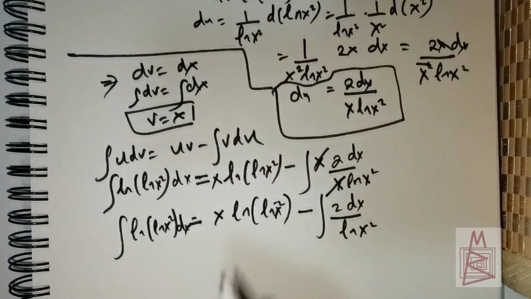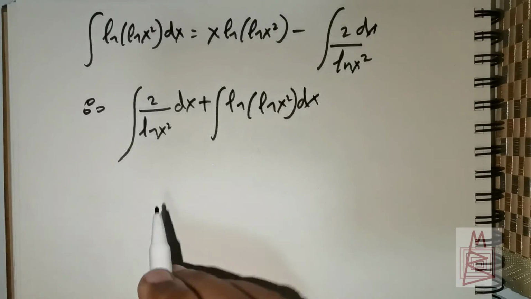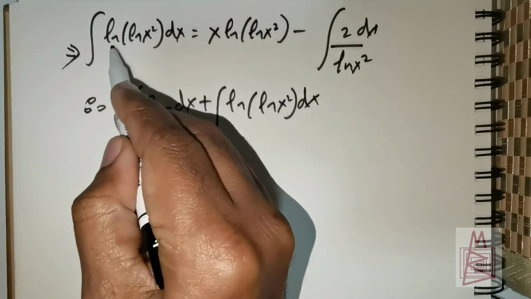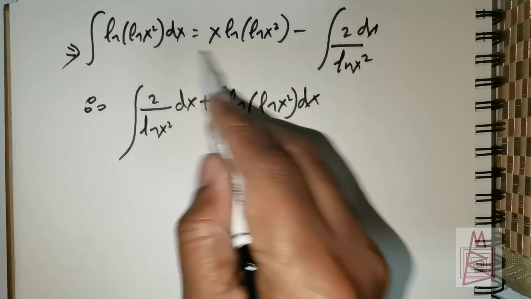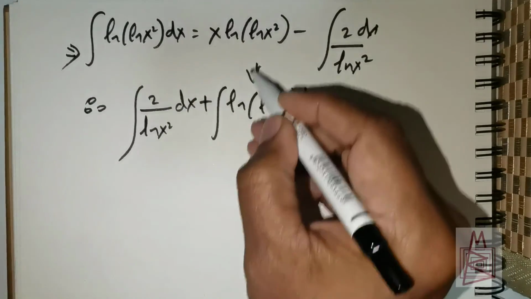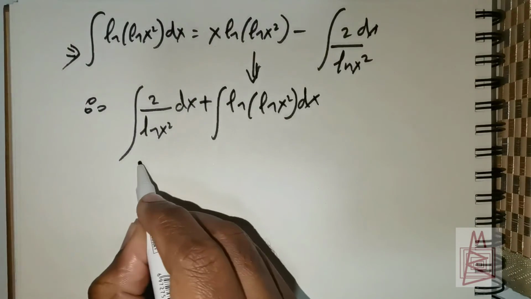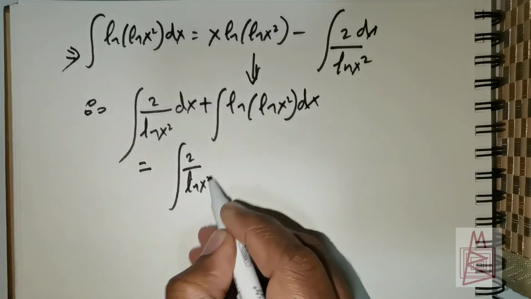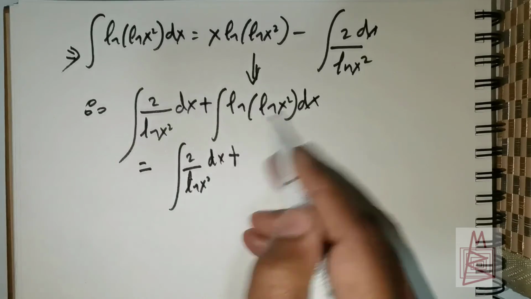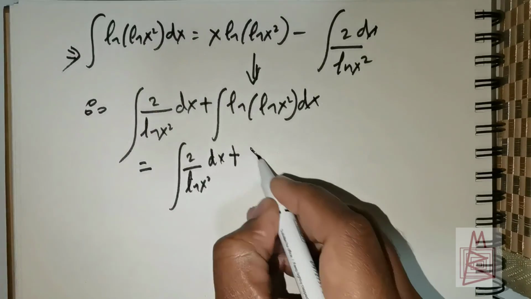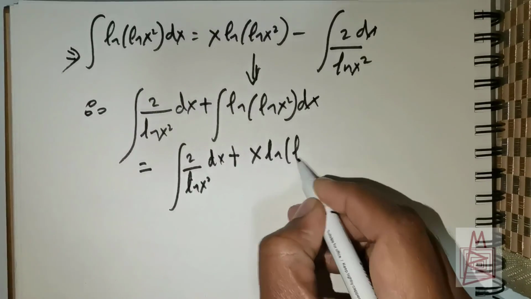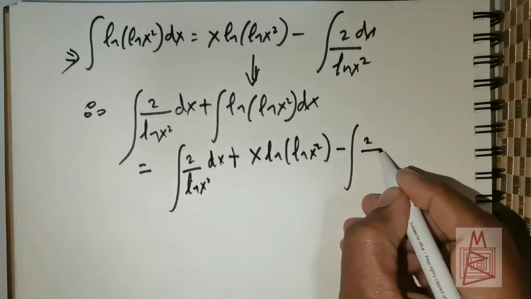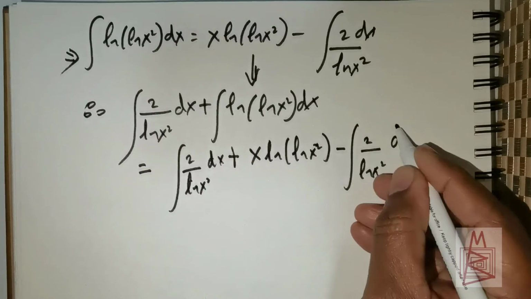So therefore the original question. So now what am I going to do? I'm going to be using this result for integral ln of ln x squared dx. Okay, over here. This is the original question that's been given to us. So this is equal to integral 2 over ln x squared times dx positive. In place of this, I'm substituting this. So that's going to be x times ln of ln x squared negative integral 2 over ln x squared times dx.